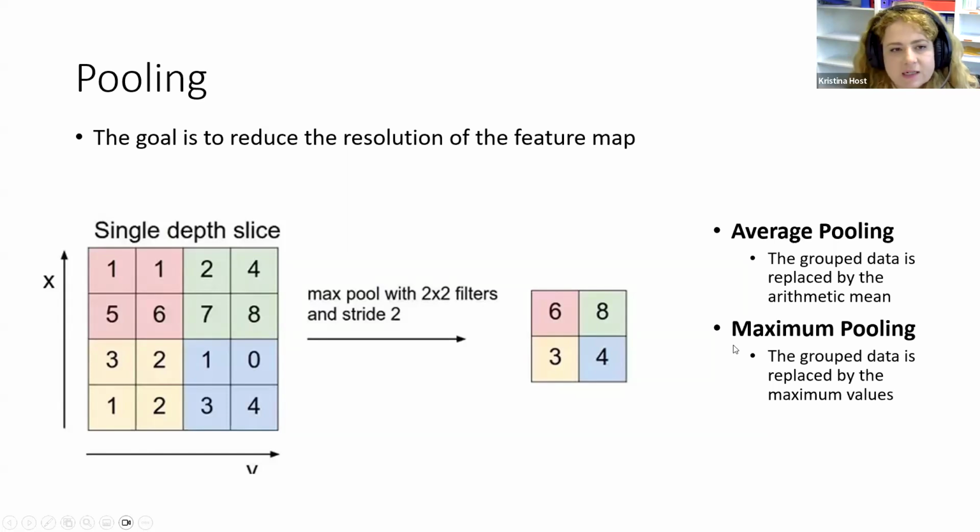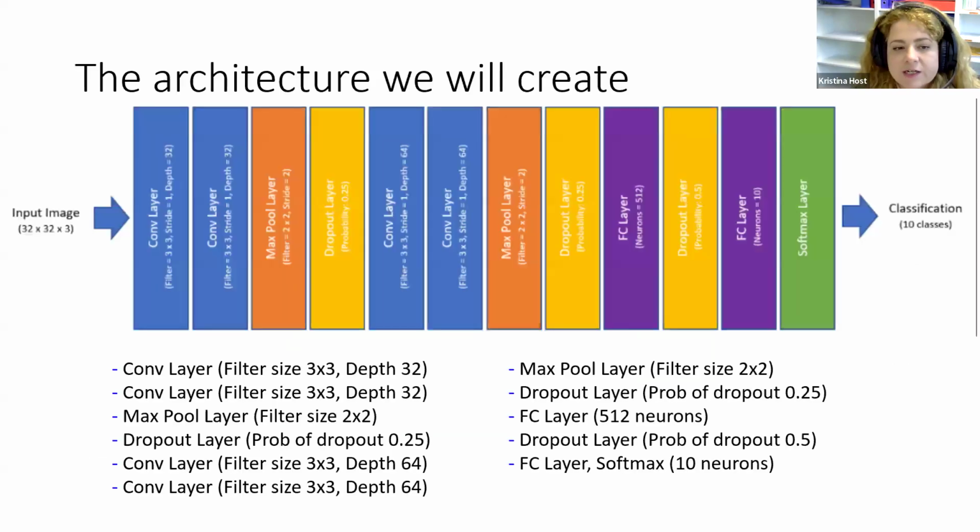Okay, so these are the basic concepts that we need to build our convolutional neural network. And this is the architecture that we will create. We will have our input images of 32 by 32 pixels. Then we will do 2 convolutional layers, a max pooling layer, then dropout, convolution, max pooling layer, dropout, and then fully connected layers for classification. In this part we are extracting the features, and in this part we are classifying them.